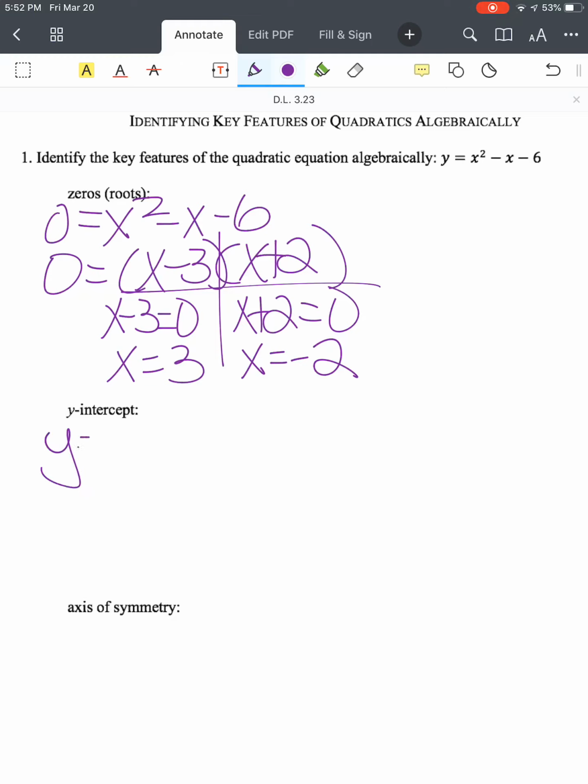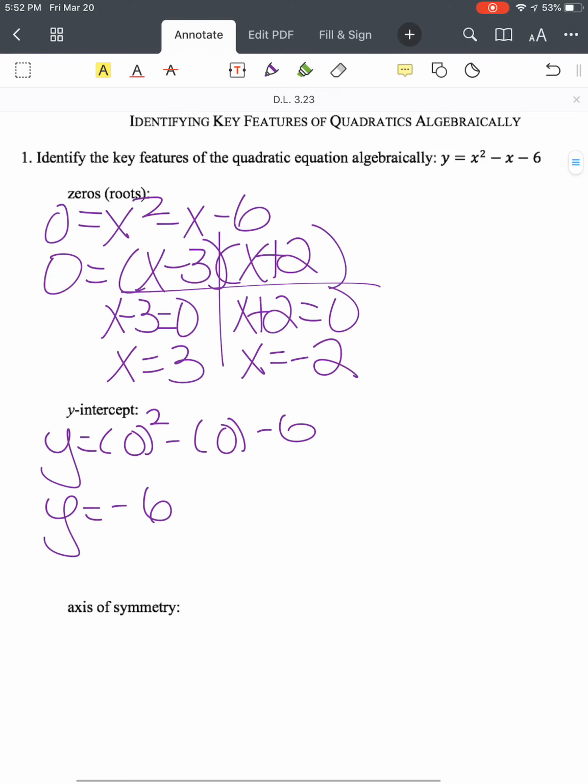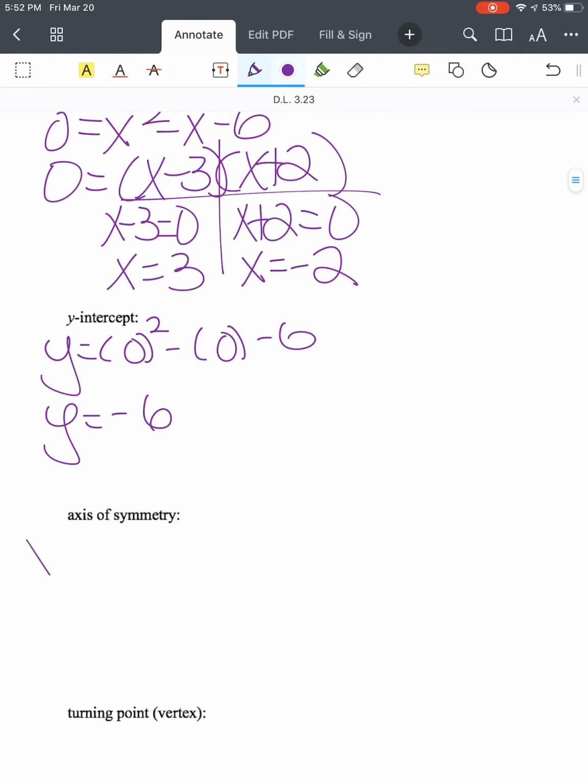To find the y-intercept, we plug 0 in for x. So we get y equals negative 6. So this parabola crosses through the y-axis at negative 6. Okay, formula for axis of symmetry is x equals negative b over 2a.